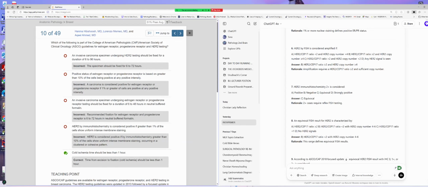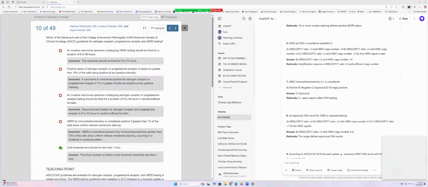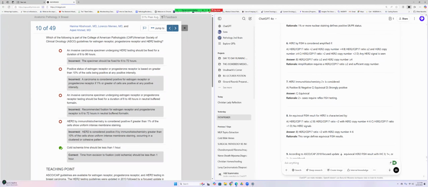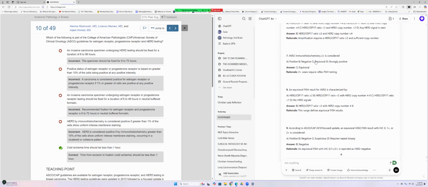Number 6, HER2 by FISH is considered amplified. What's the criteria for calling HER2 by FISH amplified? Without looking at the options? Okay, copy number greater than or equal to 4 and ratio greater than or equal to 2. The copy number should be greater than or equal to 4, and the HER2/CEP17 ratio should be greater than or equal to 2. Both criteria must be fulfilled for you to call it amplified. If there's discordance, then it's not amplified. If both of them are low, then it's unamplified.